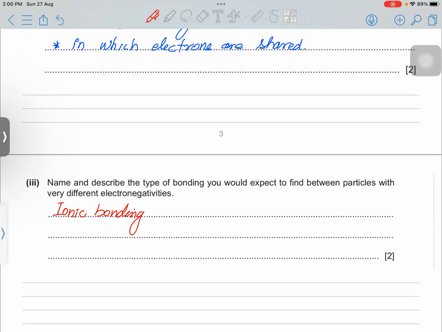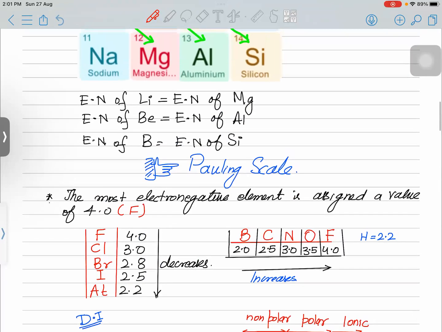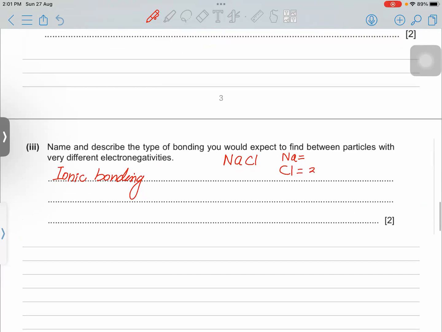For example, NaCl. Now, can you tell me the electronegativity of sodium? Chlorine is 3. Can any one of you find the electronegativity of sodium? Oh, 0.93, sir. Yeah, 0.93. Now find delta electronegativity. Subtract both: 2.07. That is very ionic, because it is greater than 1.7.